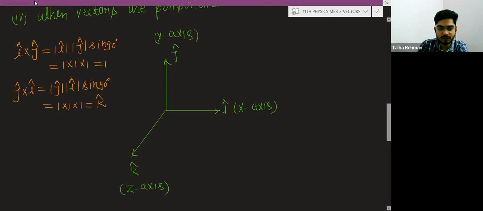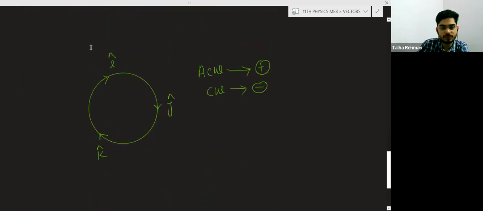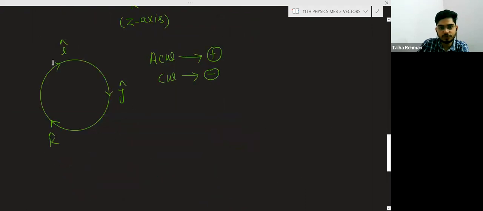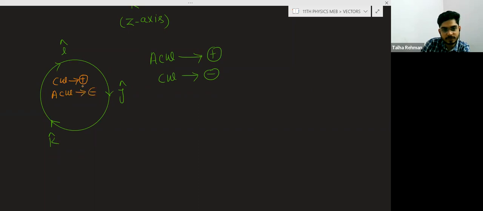So there is one trick to solve these types of things. Suppose you just draw a circle and then decide one direction. This direction is the clockwise direction. So I am just considering the clockwise direction as positive and anti-clockwise direction as negative. So you can calculate any cross of I cap, J cap, and K cap with the help of this.